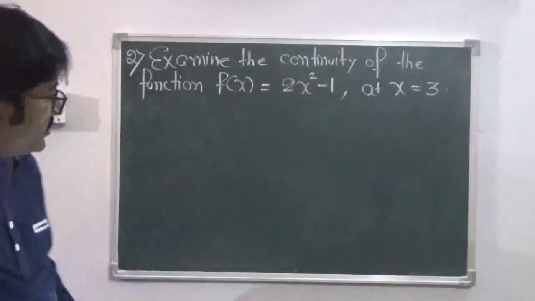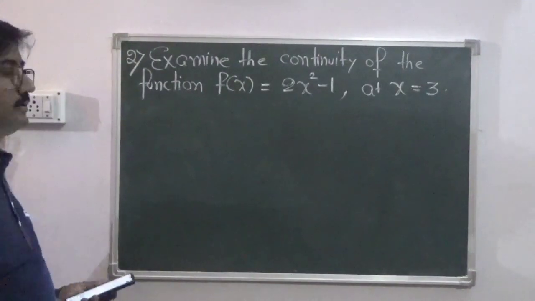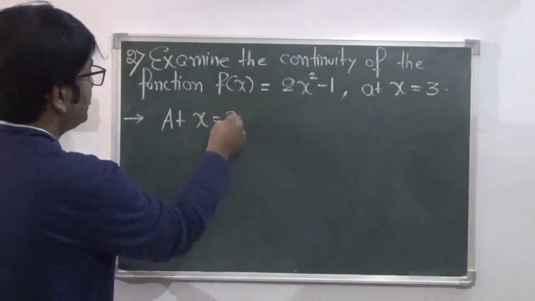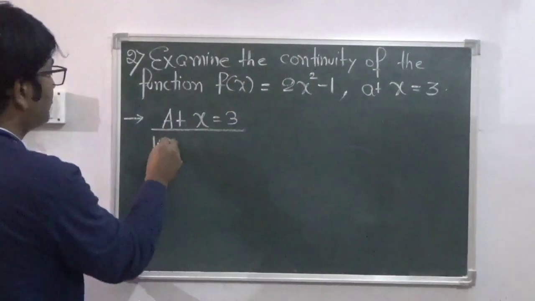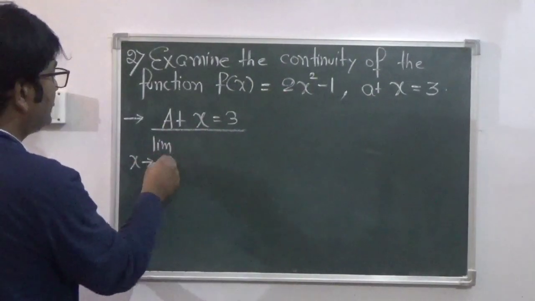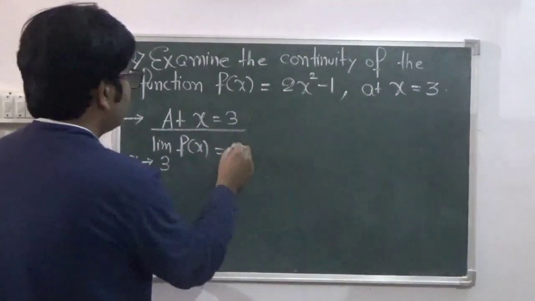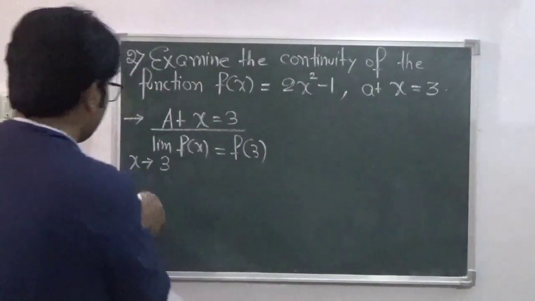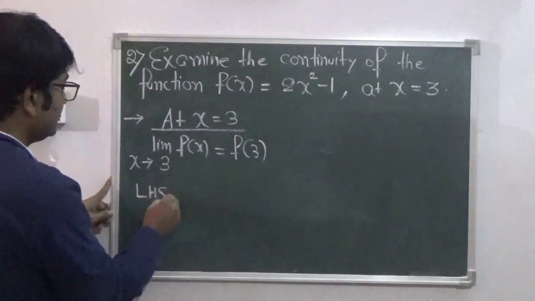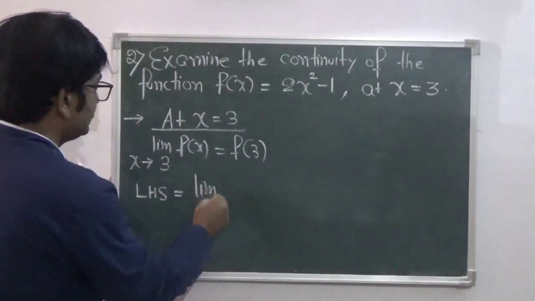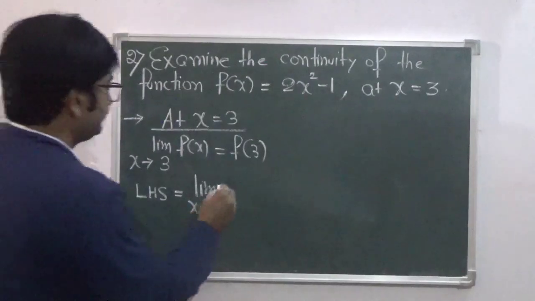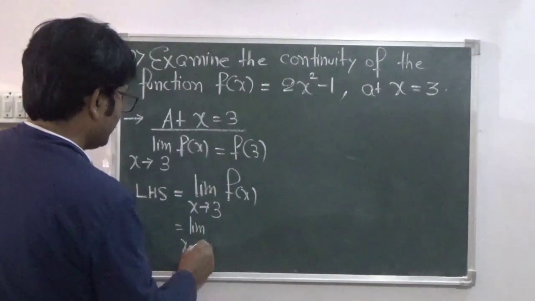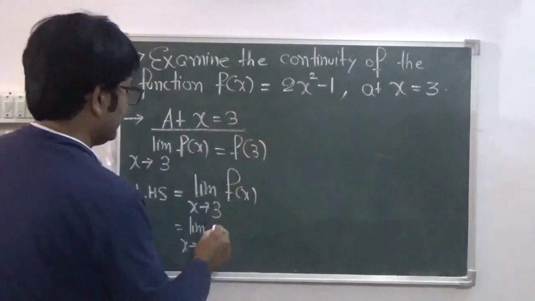So in the similar fashion, just as we did in question number 1, we will proceed at x = 3. Limit x tends to 3 f(x) is equal to f(3). So that is what we have to prove. So let us find the left hand limit. Left hand side is limit x tends to 3 f(x) equals limit x tends to 3 of the function 2x² - 1.